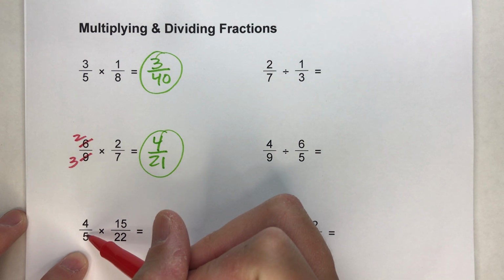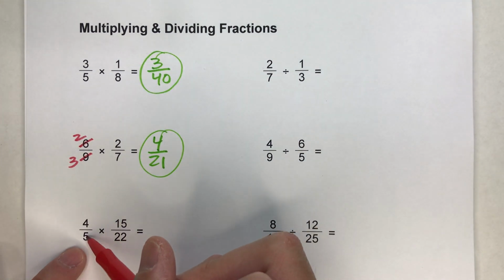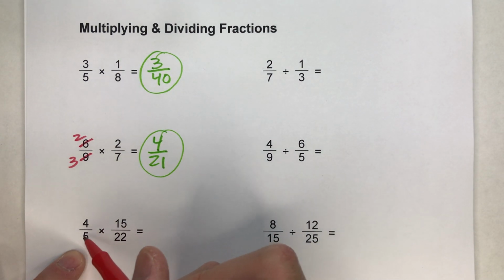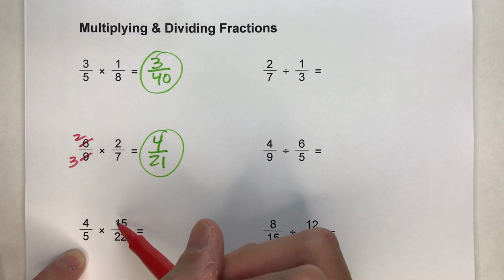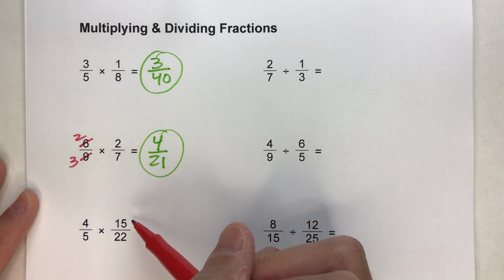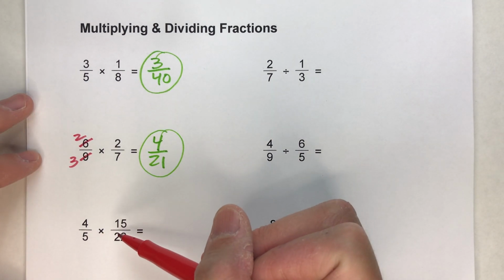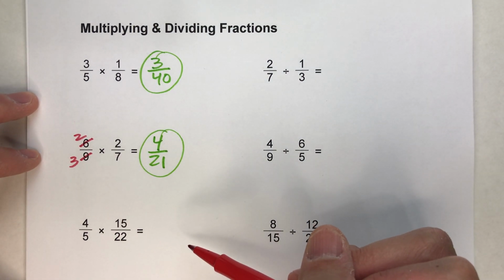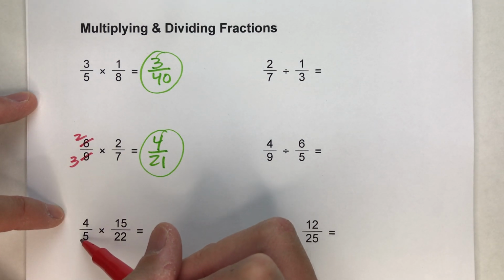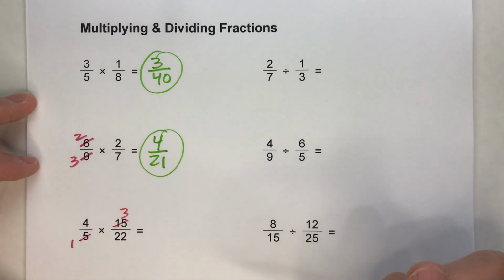Notice on the bottom of this fraction you've got a 5, and the top of this fraction I have a 15. I can reduce diagonally here because I know there's a number that goes into both 5 and 15. 5 goes into both of them. And as long as we reduce one number on the bottom and one on the top, we're allowed to do this before we multiply. All right? 5 goes into 5 one time. 5 goes into 15 3 times.